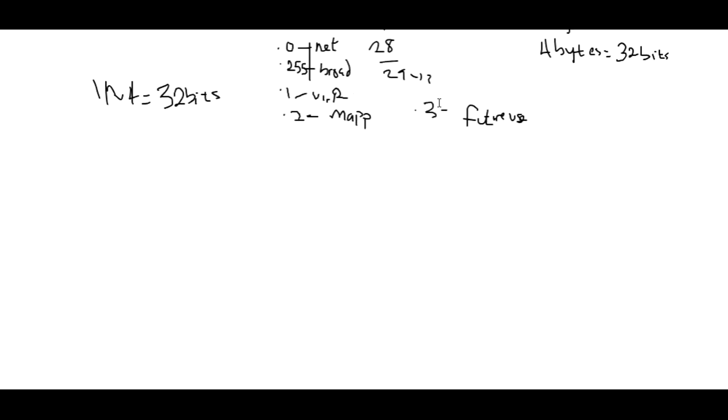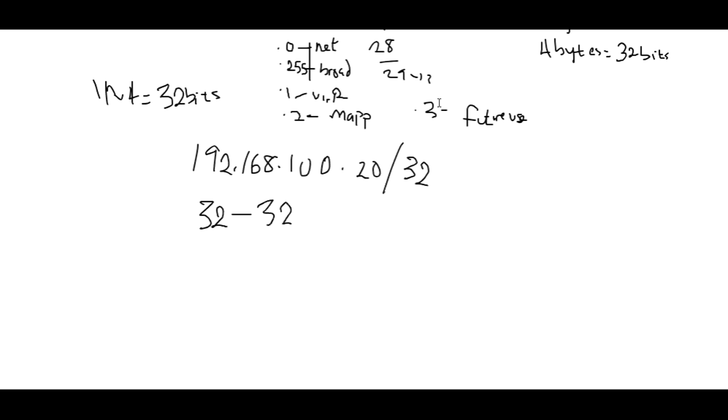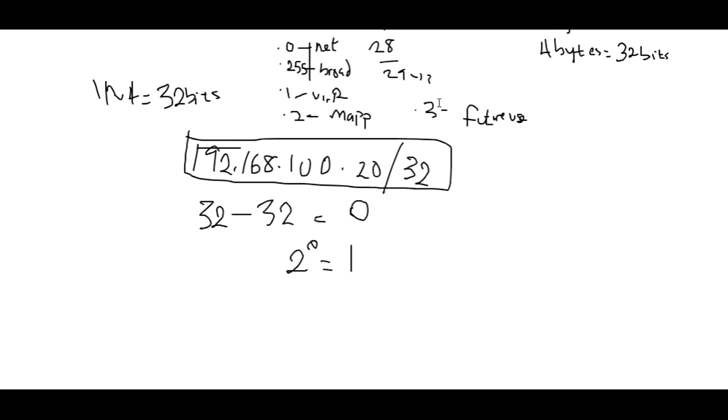But how do you now specify a CIDR for a single IP address? Then you use CIDR what? 32. How do you know? It means that out of a possible 32 bits that an IP address can have, you have used up what? 32. Remaining what? 0. 2 to the power of 0 will give you what? 1. So on this CIDR block, there is only one IP address, and this is the IP address on this CIDR block.